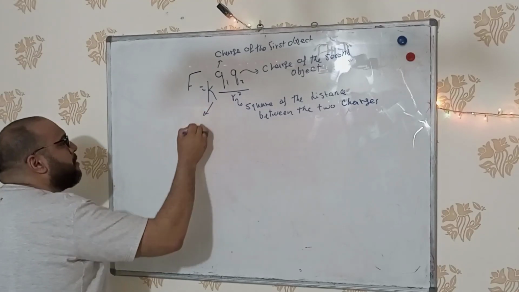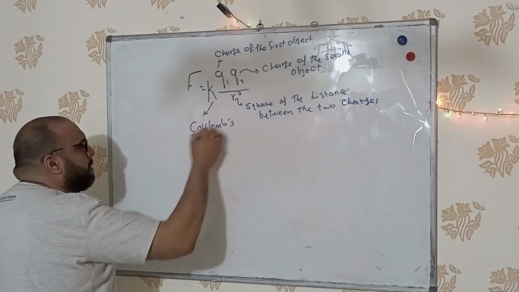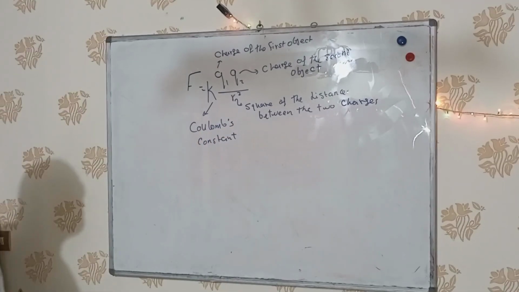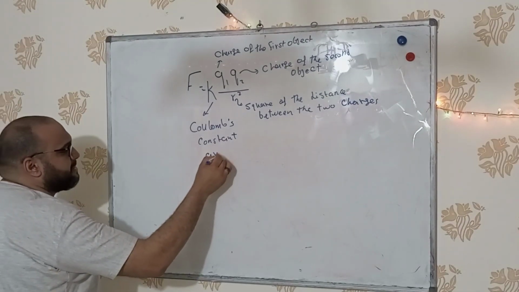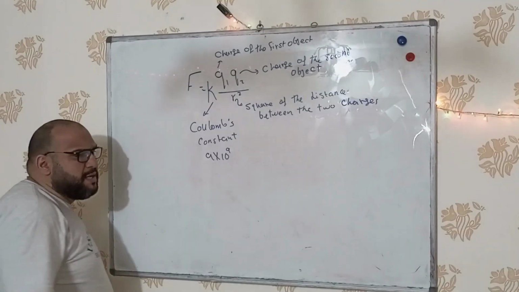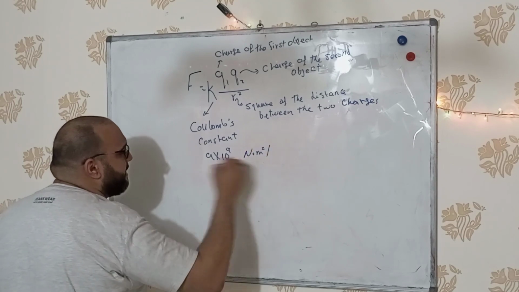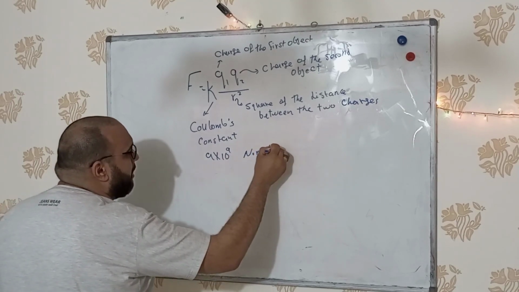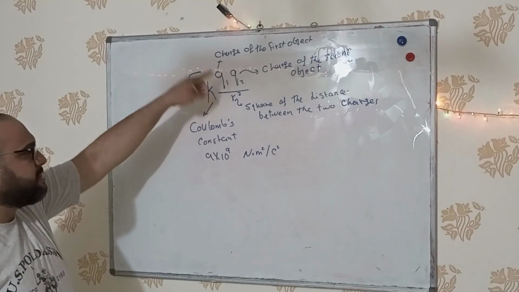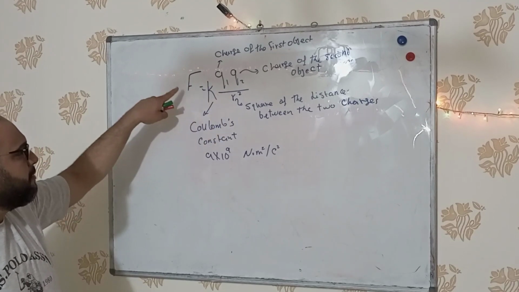K is Coulomb's constant, which equals 9 times 10 to the power 9, and you have to know the unit, which is Newton times meter squared per Coulomb squared. The charge is measured in Coulomb, R is measured in meters, and force is measured in Newtons.